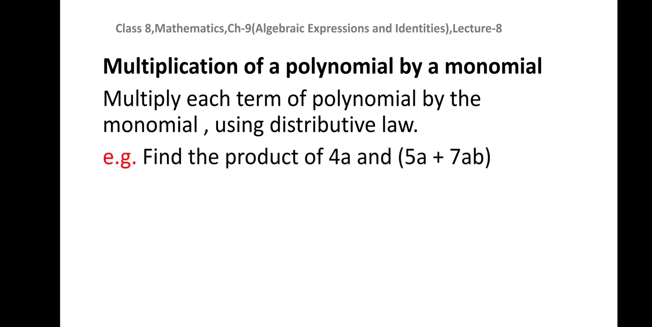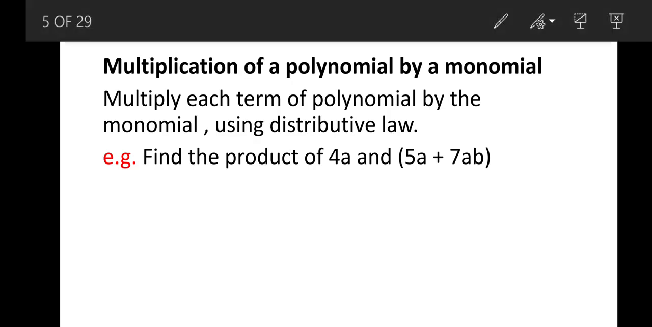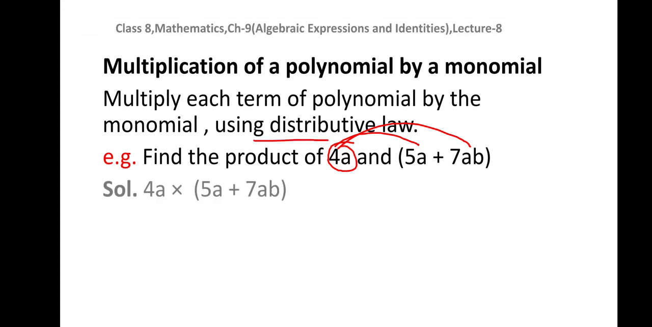We need to find the product of 4a and 5a plus 7ab. Let us understand what we are supposed to do. We are supposed to multiply this 4a with 5a as well as with 7ab, and this is your distributive law. Simple as this. So, this will be the first step.